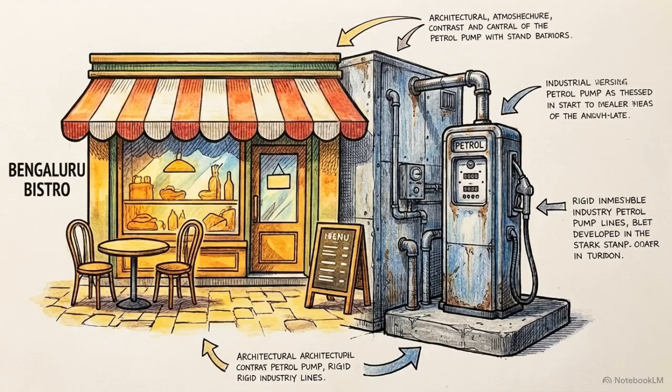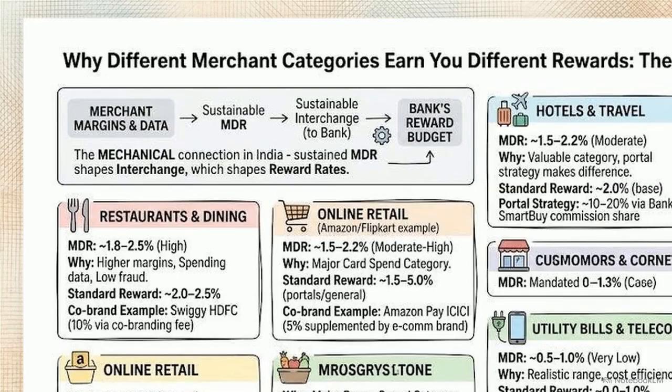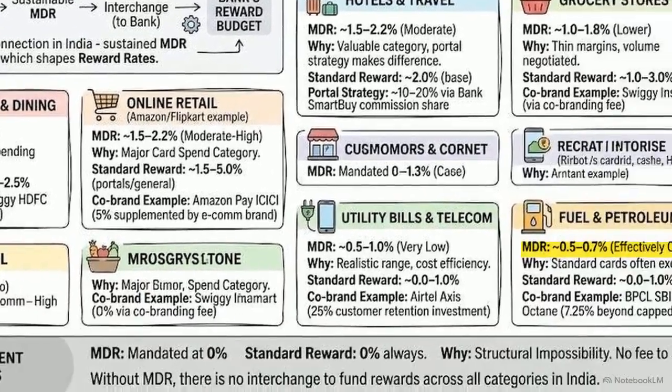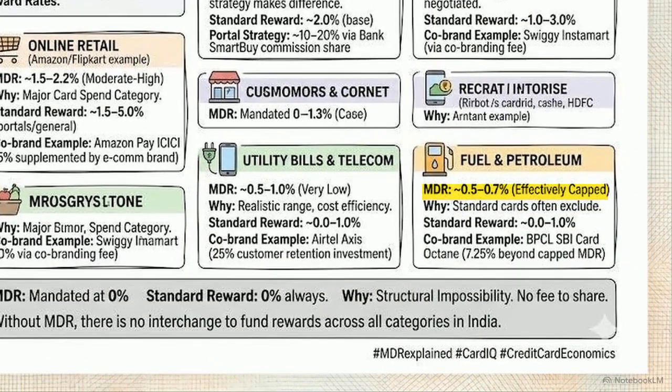Because reward points are derived directly from the MDR, the rate you earn varies drastically depending on the category of the merchant. This graphic illustrates the breakdown by sector. Notice that restaurants have high margins and can absorb an MDR of up to 2.5%. That large fee generates a large interchange, which funds the highest reward rates on your card. Compare that to fuel stations, where margins are razor thin and the MDR is capped near 0.5%.